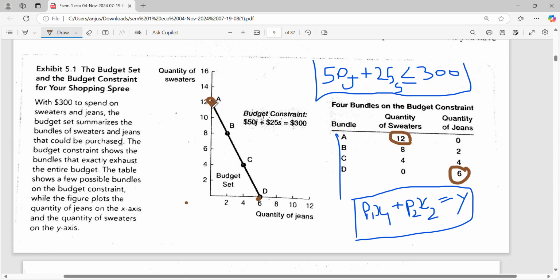Then trade-offs. If you choose the B bundle, you are buying 2 pairs of jeans and 8 sweaters. Compared to A, you have 2 more pairs of jeans, but at the expense of 4 sweaters. And the budget constraint is a straight line. Here the slope is constant and the opportunity cost is also constant. So let's discuss what opportunity cost is here.